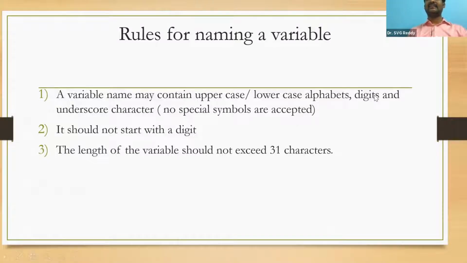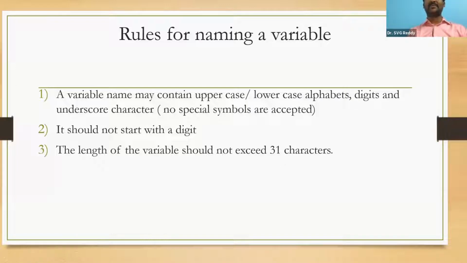Digits 0 to 9, and then only the underscore character for the C programming language. No special symbols. You can't use hash, exclamation, and @. So dollar, percentage, and all, you can't use any other symbol. And it should not start with a digit, of course. And the length of the variable should not exceed 31 characters.